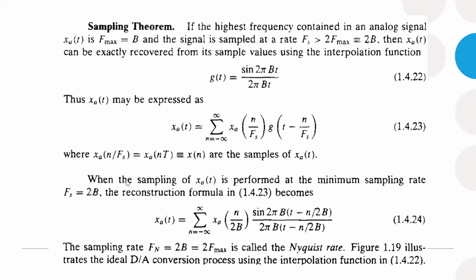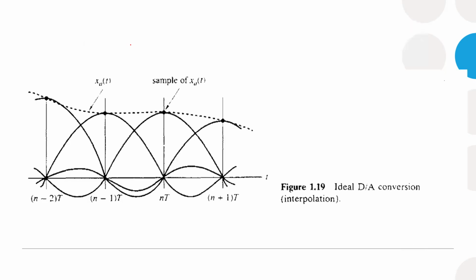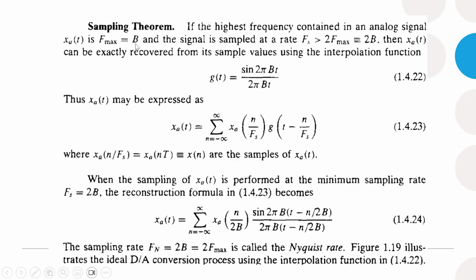Now, the sampling theorem. The sampling theorem says that if the highest frequency contained in an analog signal xa is F maximum equal to B, and the signal is sampled at a rate Fs which is greater than 2 F maximum or 2B, then xa can be exactly recovered from its sample values using the interpolation function.